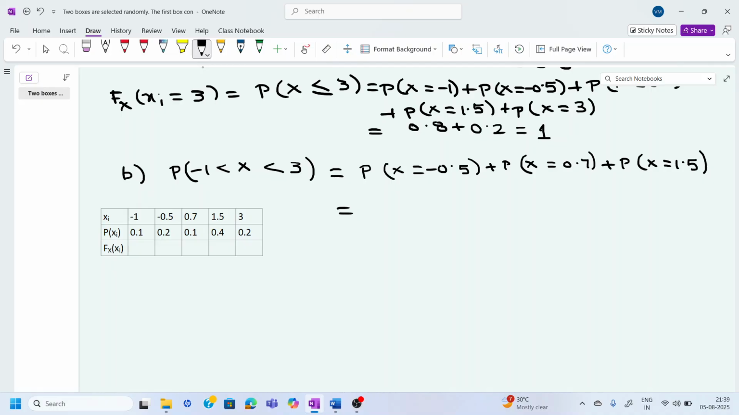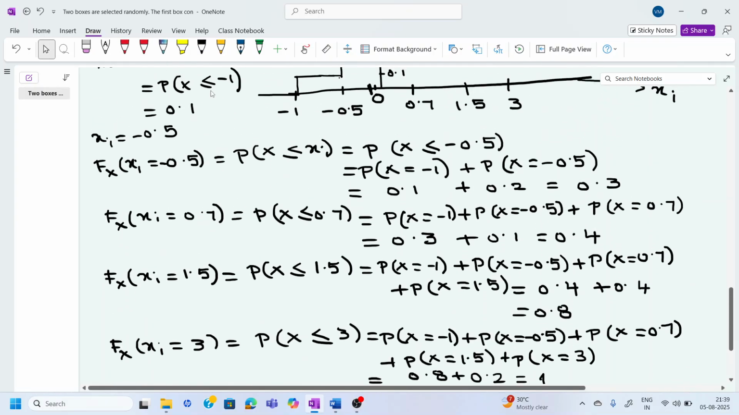So probability of x is equal to minus 0.5, from the table we can see its value is 0.2, and probability of x is equal to 0.7 is 0.1, plus probability of x is equal to 1.5 is 0.4. So if we add the three values, it is 0.7. So probability of the random variable x taking values between minus 1 to 3 is 0.7.